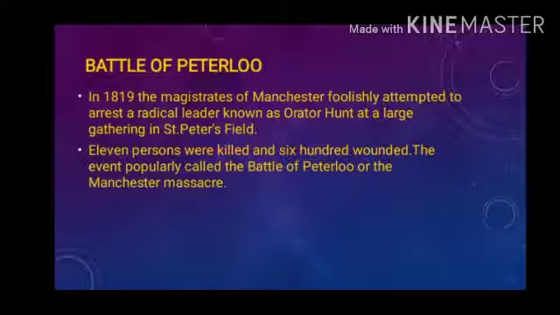On meeting with resistance from the crowd, the government officer ordered a cavalry charge upon the unarmed mob. 11 persons were killed and 600 wounded. The event, popularly called the Battle of Peterloo or the Manchester Massacre, was used by agitators to embarrass the government. To get their grievances redressed, the poor agitated for parliamentary reform, and after much opposition from the Lords, the first reform bill was passed in 1832.